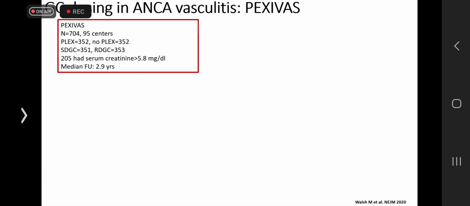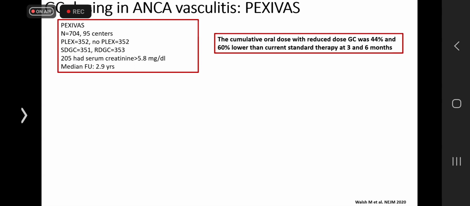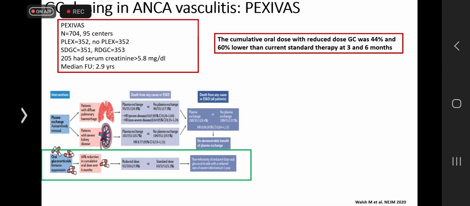So I'm going to go over the PEXIVAS trial, which is an international trial, which is the largest trial enrolling 704 patients, and it tested 2 different interventions, the use of PLEX versus no PLEX, and the use of standard dose glucocorticoid and reduced dose glucocorticoid. The median follow-up was 2.9 years. The cumulative oral dose with reduced dose glucocorticoids was 44% and 60% lower than current standard therapy at 3 and 6 months. And the primary endpoint was the composite of death or ESRD from any cause, which was no different between the standard dose and the reduced dose glucocorticoid dosing.